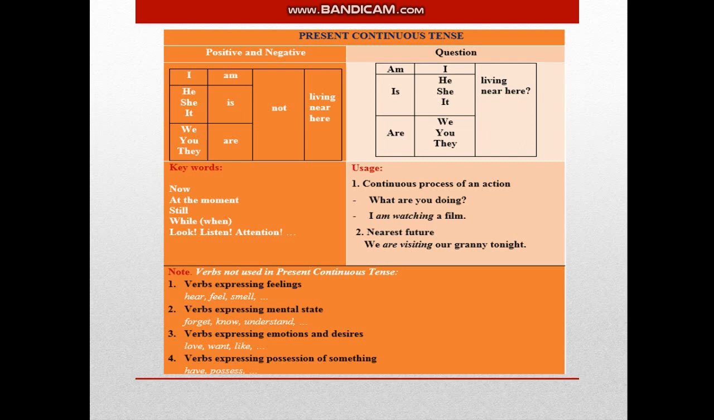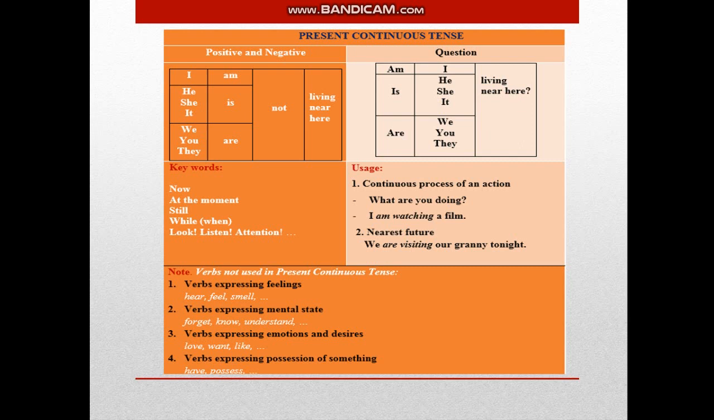So, question form. To form the question form, as usual, verb to be will go in the beginning of the sentence. Are you sleeping? Is she listening to me? Is he sleeping? Are they coming? And etc. So every tense has own keywords. So for the continuous, they are now, at the moment, still, while, when, look, listen, attention, hurry up.